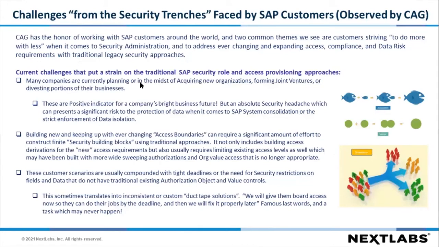Now I'll hand it over to James, and he'll talk a little bit about what he sees with customers. Yeah, thanks, Tony. I couldn't agree with you more. We have the great honor of working with hundreds of customers around the world from the customer advisory group perspective, and there seem to be two common themes that we're seeing. The first one is that security organizations are required to do more with less, and unfortunately, there's the second theme of expanding access and compliance and data risk requirements, and things that are just getting harder to do, and systems are getting more complex, environments are getting more complex, etc.